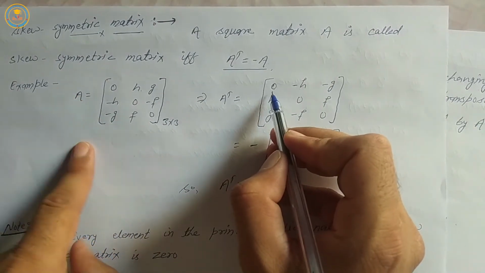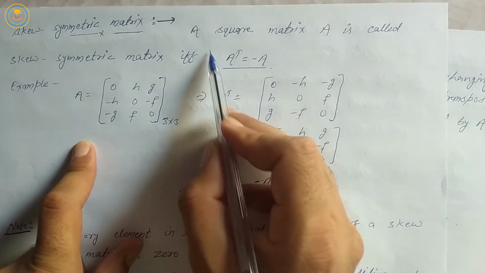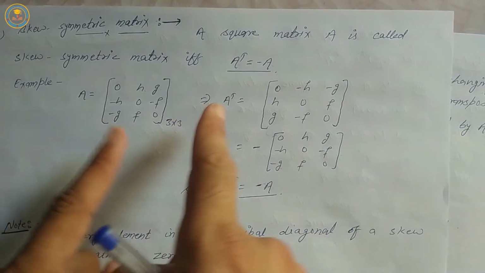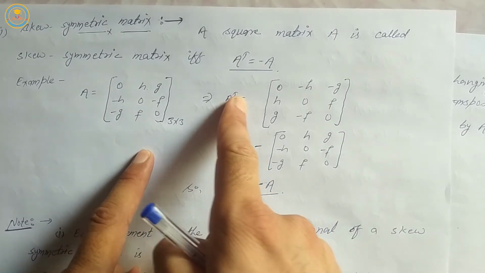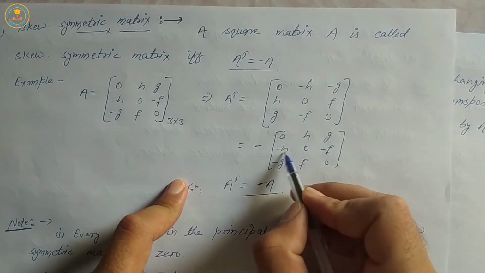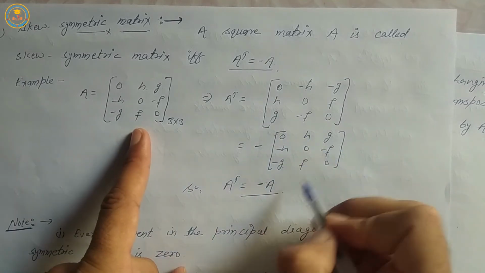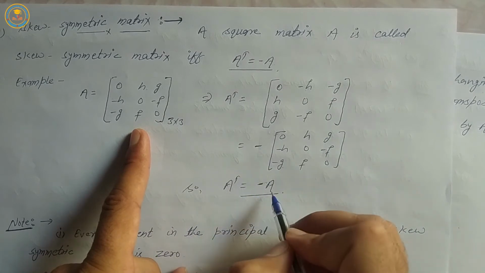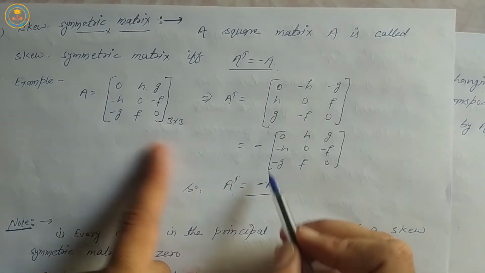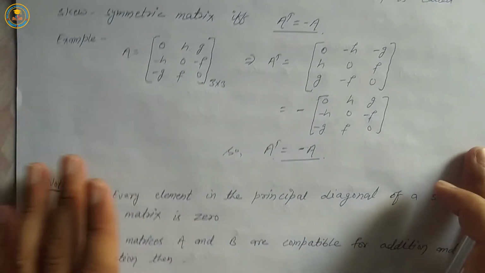That is, matrix A is a skew symmetric matrix. A square matrix A is called a skew symmetric matrix if and only if A^T is equal to minus A. For example, the transpose of matrix A is equal to minus [0, H, G; -H, 0, F; -G, -F, 0]. It means A^T is equal to minus A. By the definition of skew symmetric, A^T is equal to minus A, so matrix A is skew symmetric. Okay. Next note.